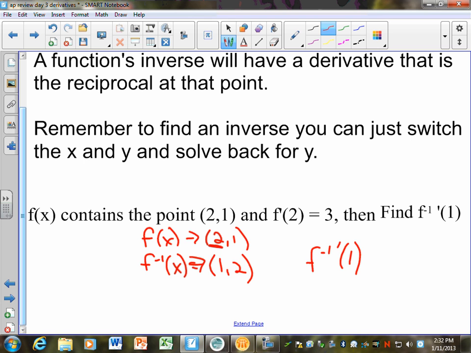So you got to remember that you have to switch the x and the y. And the derivative will always equal the reciprocal. So 1 over whatever the derivative was at 2 itself, because that was the point where it switched places. So that's all you have to know to do this problem. Since the derivative at 2 was 3, the reciprocal of that would be 1/3. So it's just one of those really little rules that if you remember it, it's going to help you when you're doing that.